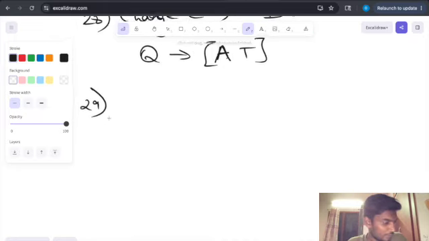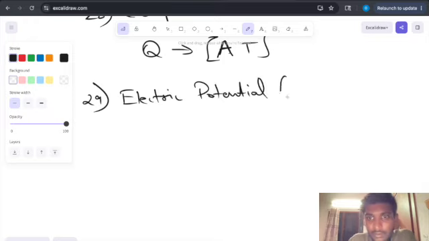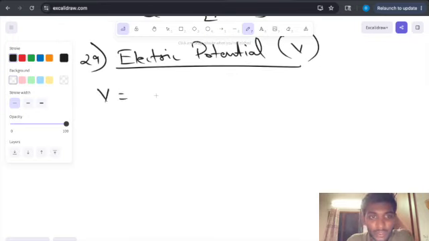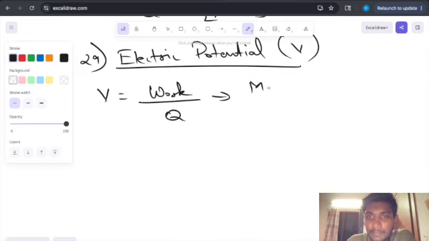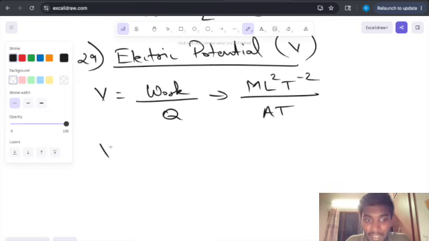So then we have electric potential V. Okay. So V equals work done by charge. So work, you know, it is again ML²T⁻². By charge, we have right now derived it to be AT. From this, I can derive the dimension of potential to be ML²T⁻³A⁻¹. So this is my dimension for potential.